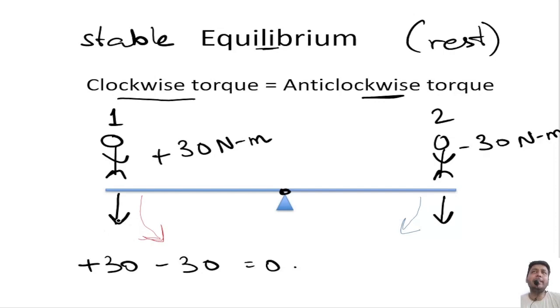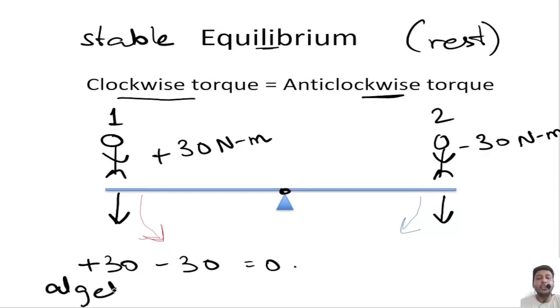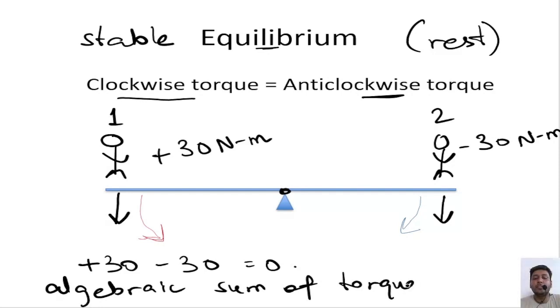So I can define stable equilibrium in another way. What I can say is that if the algebraic sum of torques is equal to 0, then I can say that the system is in equilibrium.